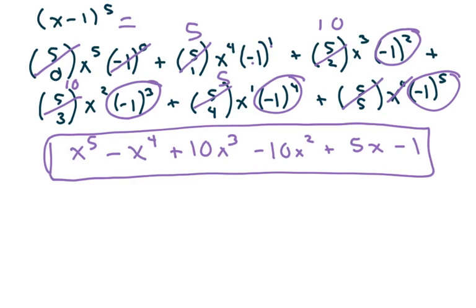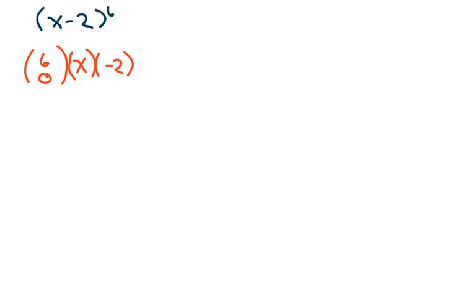Alright, so those are the ones with the ones. Now, the other ones come out a little better. I'm going to explain these in more detail. So we have x minus 2 to the 6th. So basically, we're going to write this as 6 choose 0, which we know is 1, x, and then we have negative 2. Now, I'm just going to keep writing x and negative 2 here, and then I'm going to put the powers up here in a minute.